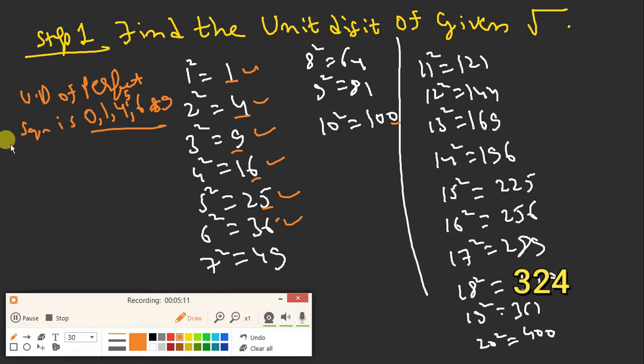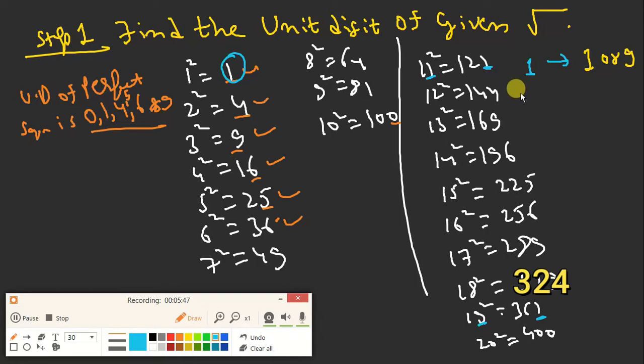Now see, if the unit digit of the perfect square is coming as 1, then what can be the unit digit of the number? Tell me. It is coming as 1 here, and it is coming as 1 here. So the unit digit of the number can be 1 or 9.